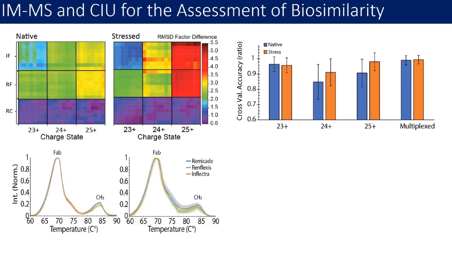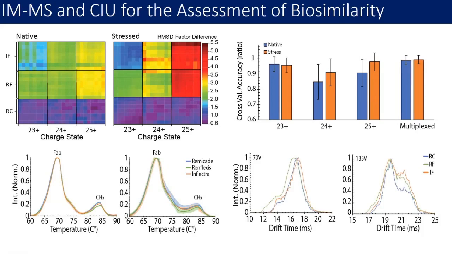We've also collected differential scanning calorimetry, or DSC, data across all these different antibodies, across all these different states. We can observe, and I'm sorry this isn't labeled, but this is the native data for Remicade, Renflexis, and Inflectra. And this is the stressed data over here. You can see that there's some minor differences in the CH3 melt temperature for the native states here, but all of this gets pretty much blurred out when you look at the stressed data sets here for DSC.